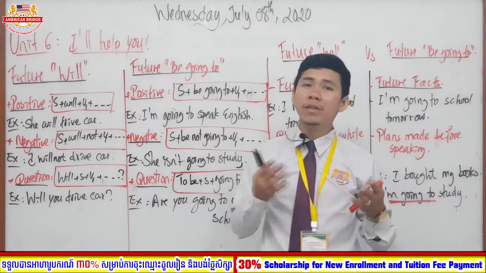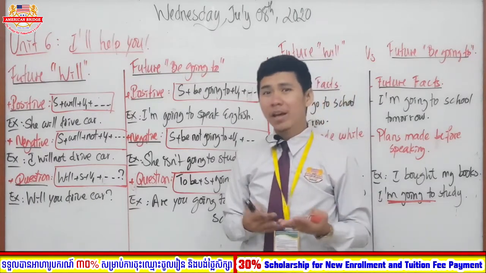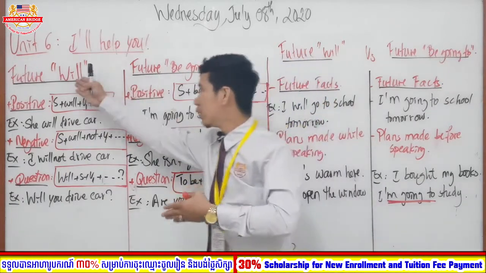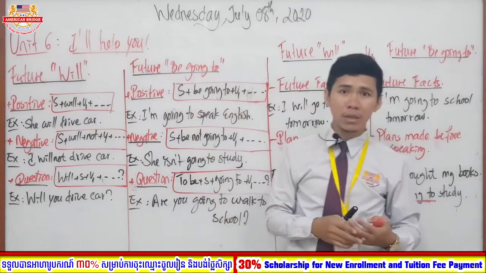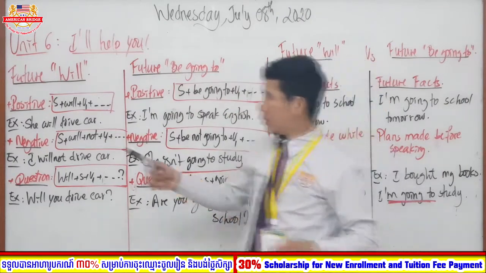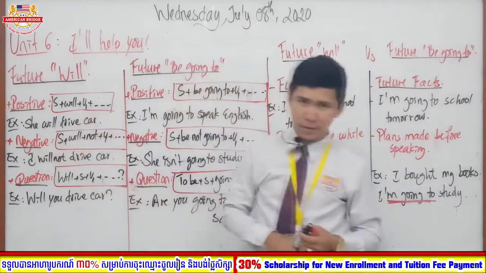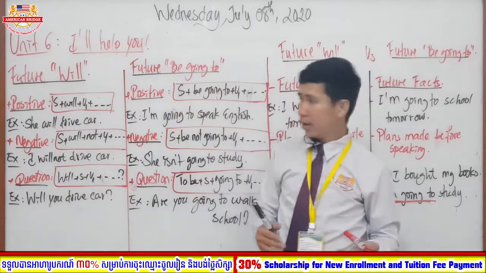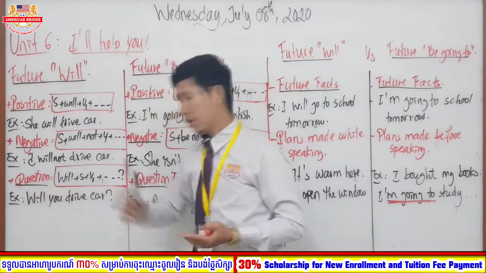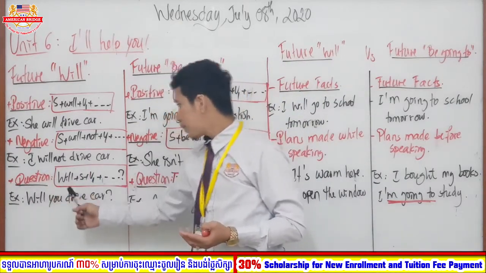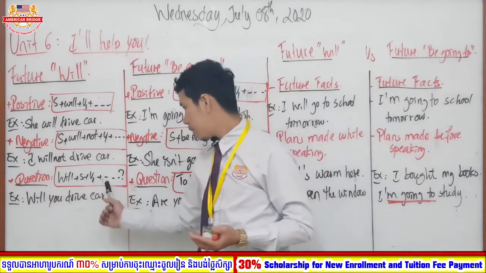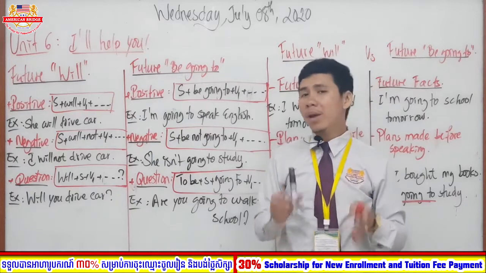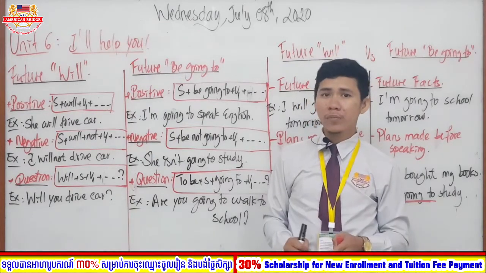If we recognize this easily, it will help us understand how to make a sentence with future will and future be going to, okay? For example, she will drive a car. In negative, subject plus will plus not plus verb 1 and so on. Our example, I will not drive a car. Question: will plus subject plus verb 1 plus object, question mark. Will you drive a car?